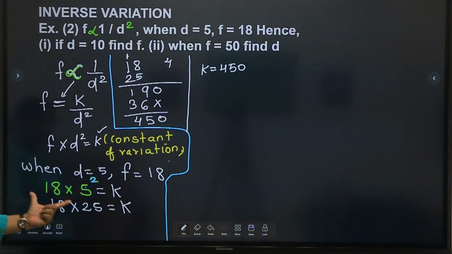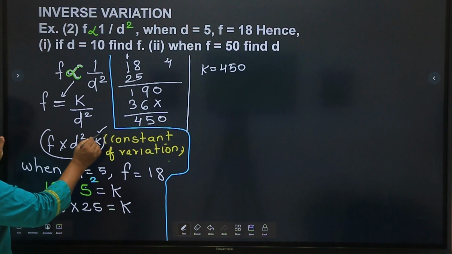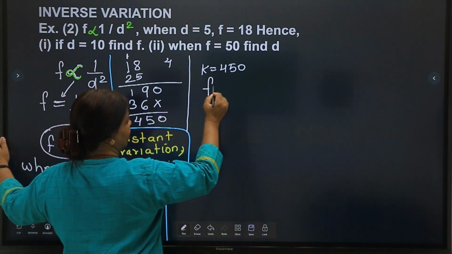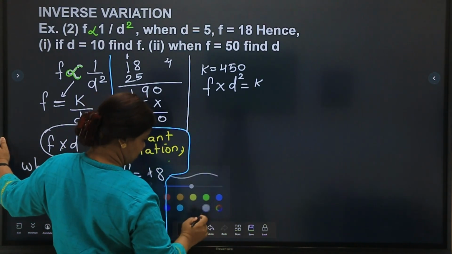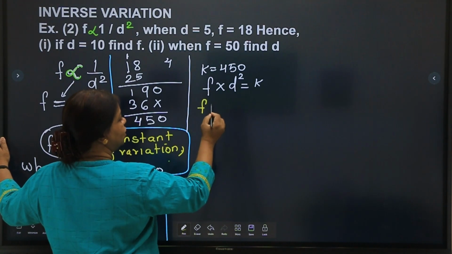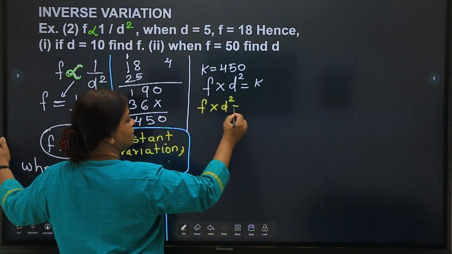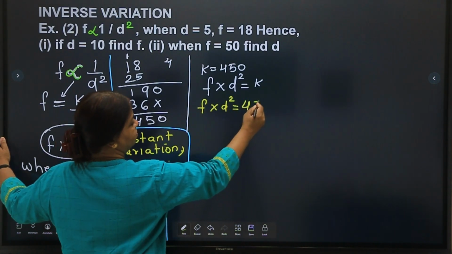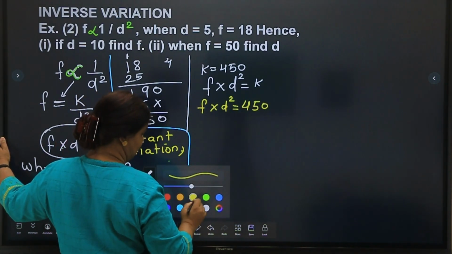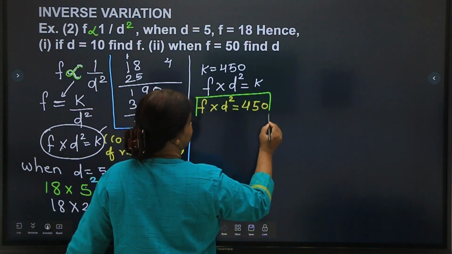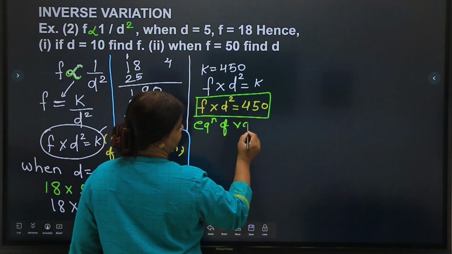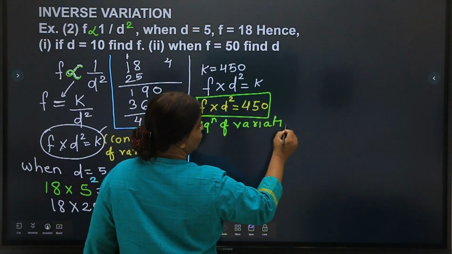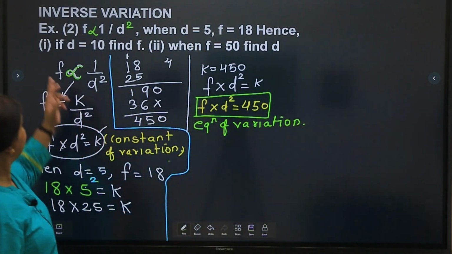So we can write down the equation of variation from this. Here we have got F into D square is equal to K. So F into D square is equal to K means what? 450, and this is nothing but the equation of variation. F into D square is the equation of variation. Okay. We got the equation of variation. Now let us see further.